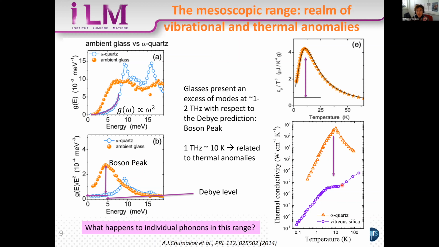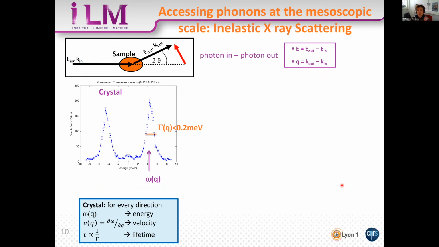In order to study phonons with terahertz frequencies, we need to use an inelastic scattering technique, and in particular, I will talk about the inelastic X-ray scattering technique. This is a photon-in, photon-out technique where an incident beam with a given energy and wave vector interacts with a sample and is scattered with a different energy and wave vector. From conservation laws, analyzing the scattered beam, we can derive the energy and wave vector of the phonon, which has been either created or annihilated in the sample.